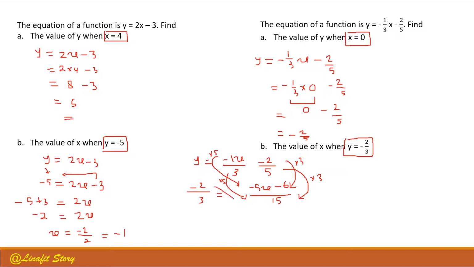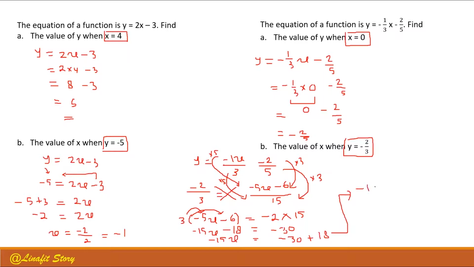Then do the cross multiplying. 3, open bracket, negative 5x minus 6 is equal to negative 2 times 15. Then expand. 3 times negative 5 is negative 15x. 3 times negative 6 is negative 18. Negative 2 times 15 is negative 30. So 15x is equal to negative 30 plus 18.